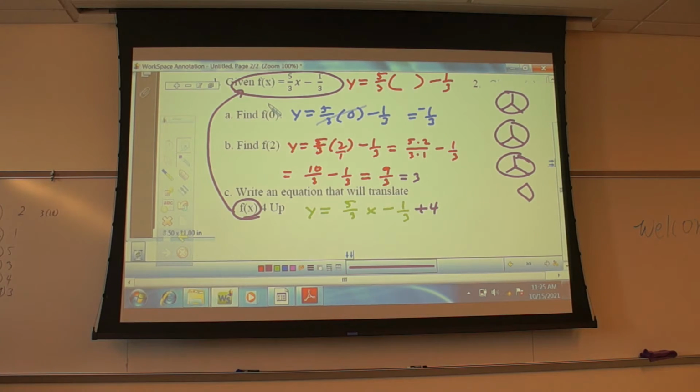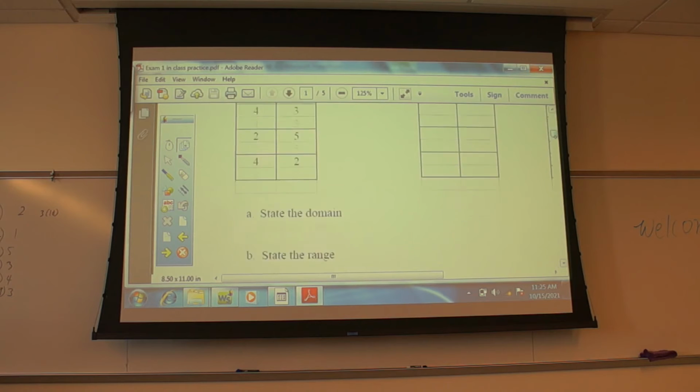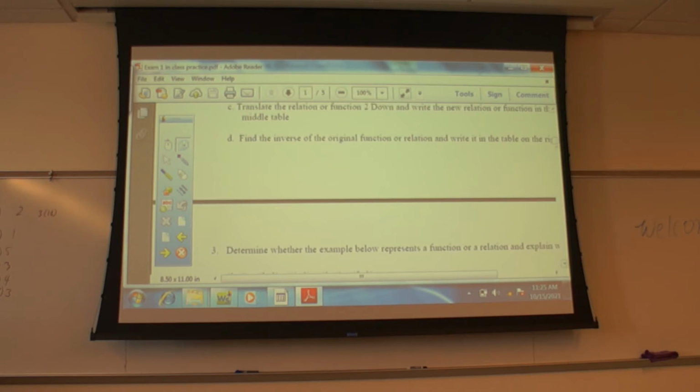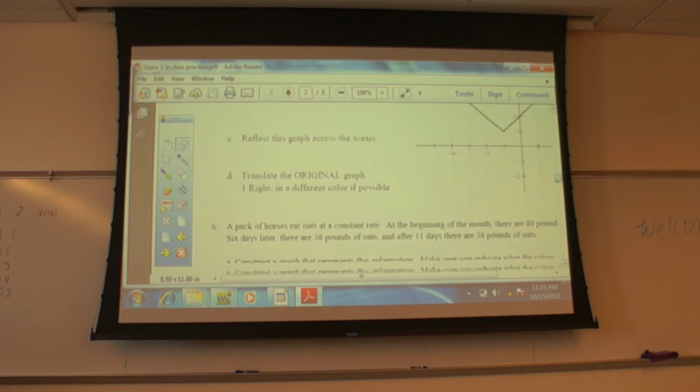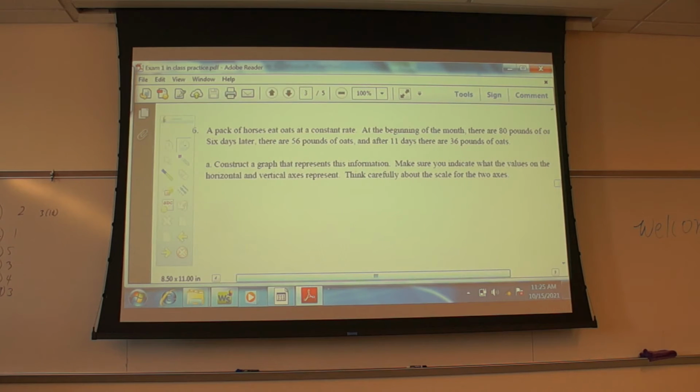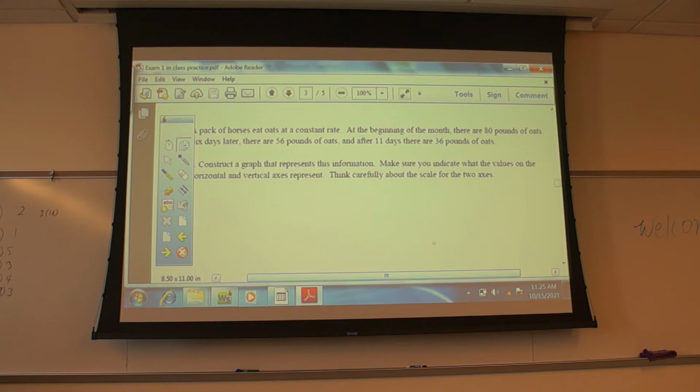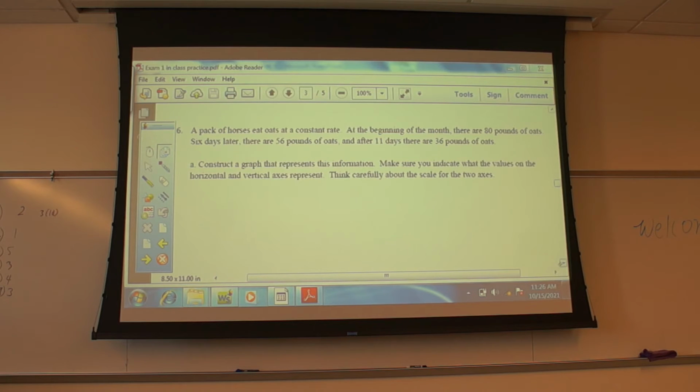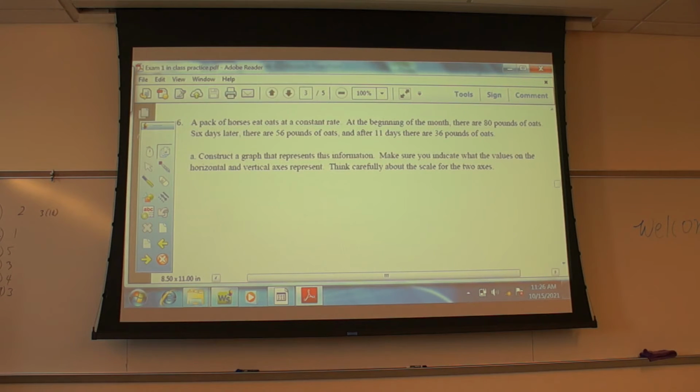All right, good. So the next one we wanted to go over was number 6. Four horses eat oats at a constant rate. In the beginning of the month, there are 80 pounds of oats. 6 days later, there are 56 pounds of oats. And after 11 days, there are 36 pounds of oats. Okay, this is a word problem. Everybody confident with that part?